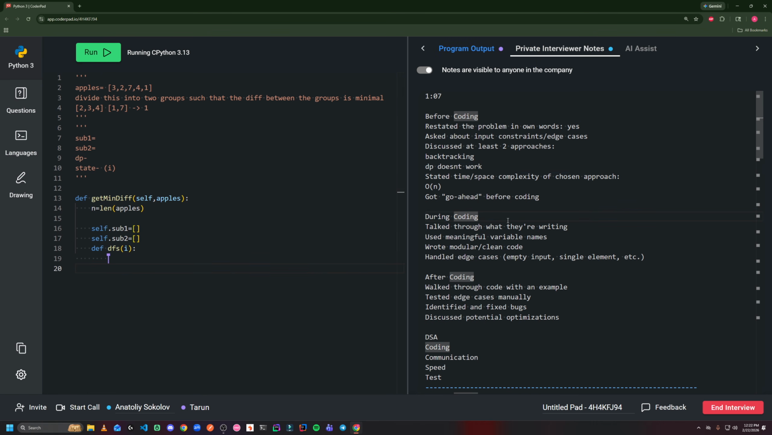So what I'm going to do is check when I should do the difference. I should do the difference when my index is at the last, like if it's equal to n, I'm going to do the difference. This is the base case, so I'm going to get the subarray 1 sum.